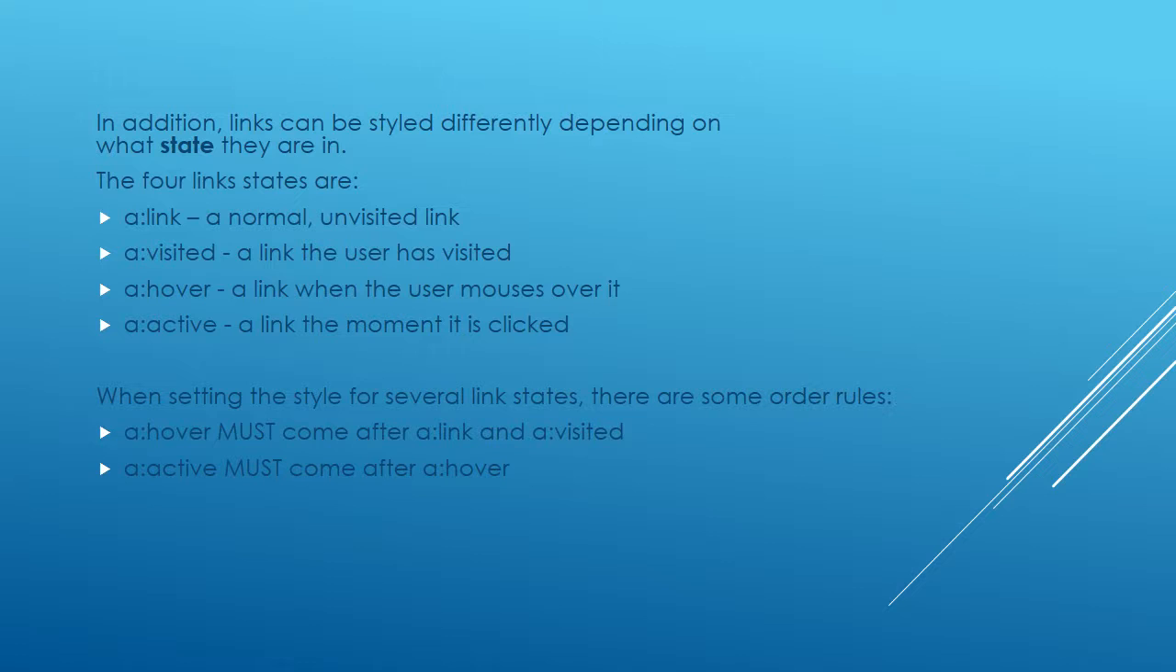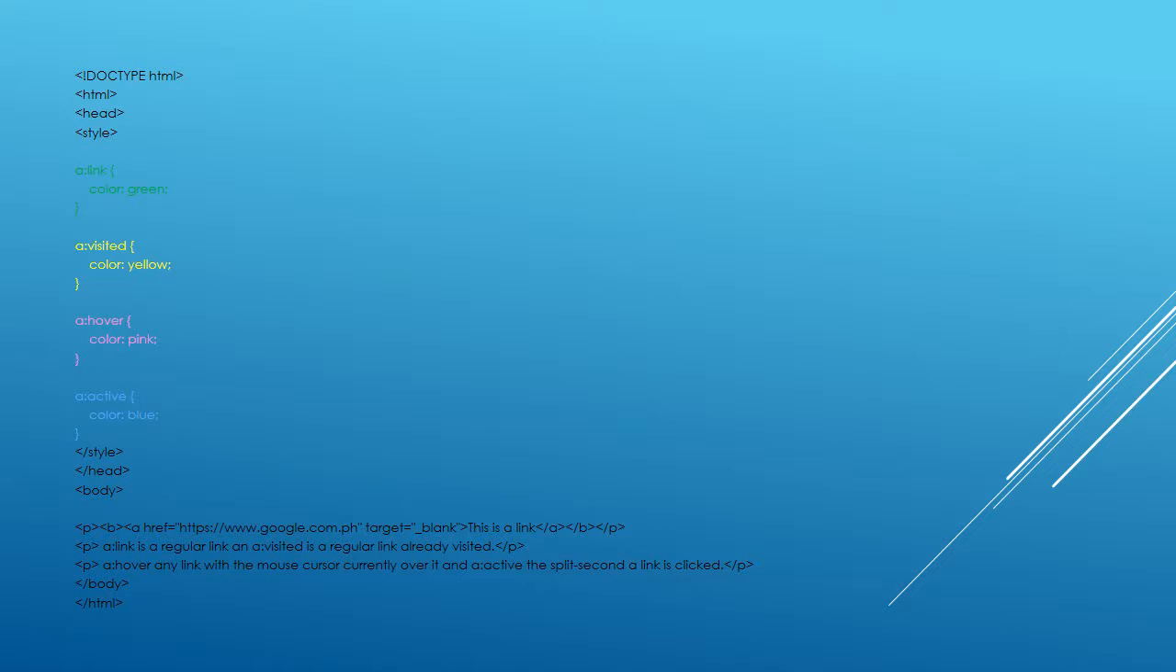The 4 link states are: a:link, a normal, unvisited link; a:visited, a link the user has visited; a:hover, a link when the user mouses over it; a:active, a link the moment it is clicked. When setting the style for several link states, there are some order rules. a:hover must come after a:link and a:visited. a:active must come after a:hover. Example of link states.